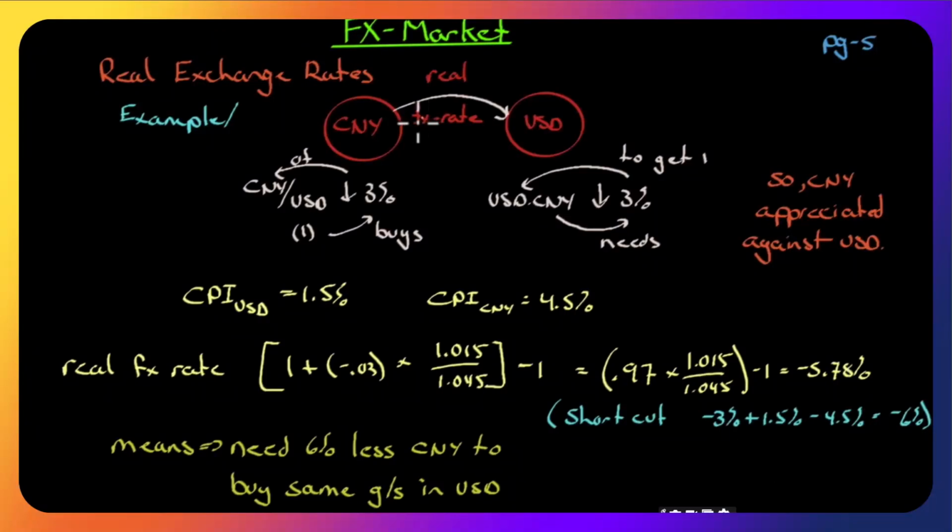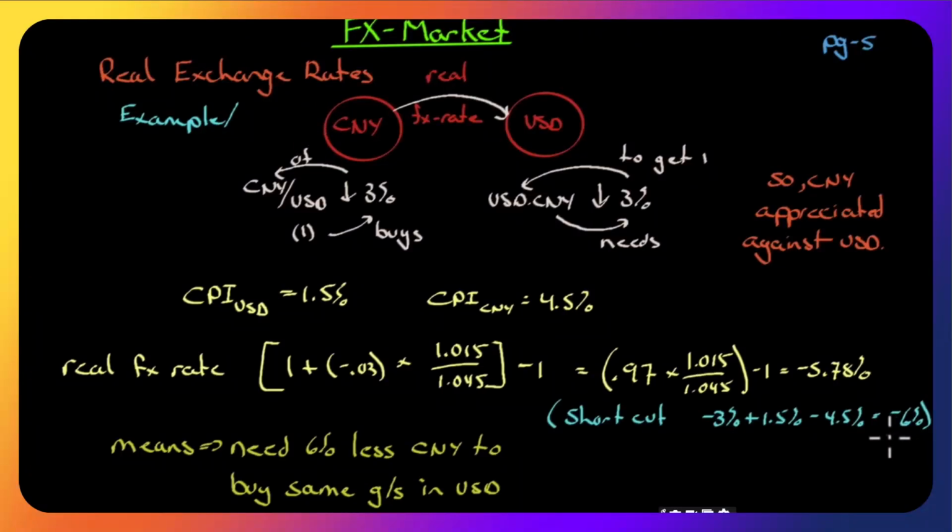We could have got there directly by saying, well, this has dropped 3%, but the U.S. prices are 1.5% higher, so that makes us 1.5% better off. But we're 4.5% higher here, so that makes us 6% better off overall.